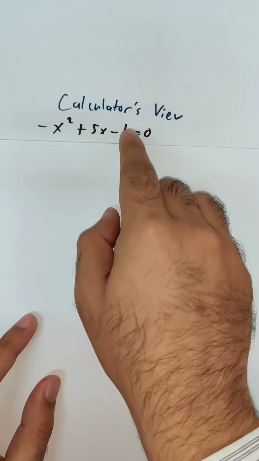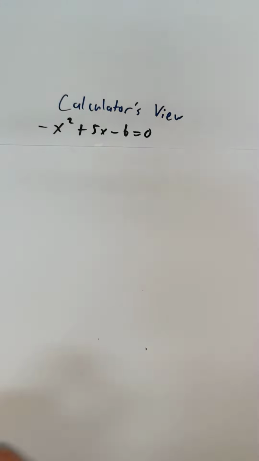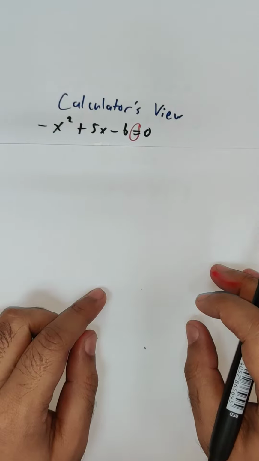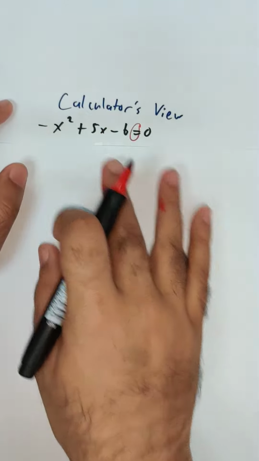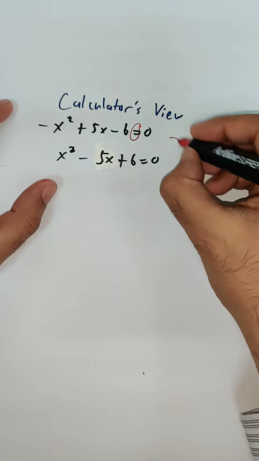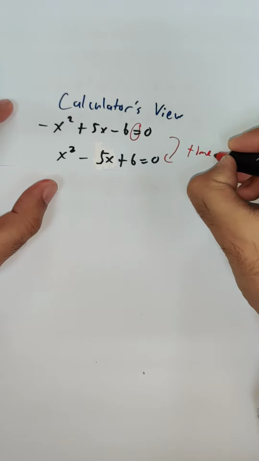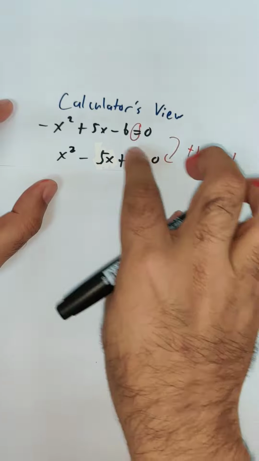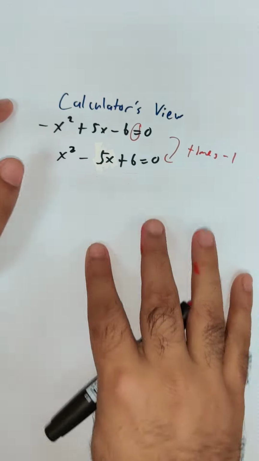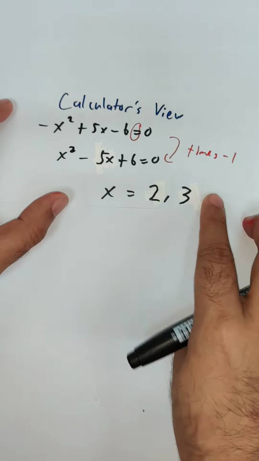Here is the view of the calculator when you press it, because when the calculator is doing this topic, it does it as equal, not inequalities like how you do. So in the calculator's view, they just times the negative one and nothing changed that much. You times -1, and what happened to the equal sign? It remains the same, so they get 2 and 3.